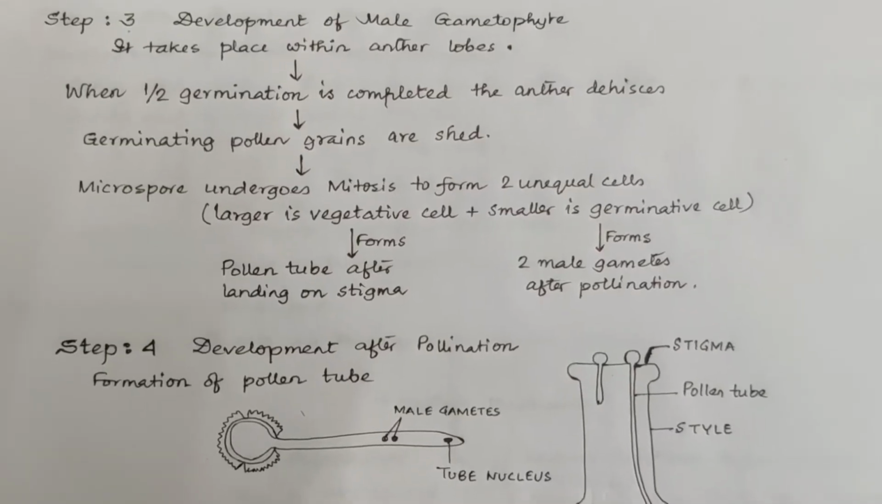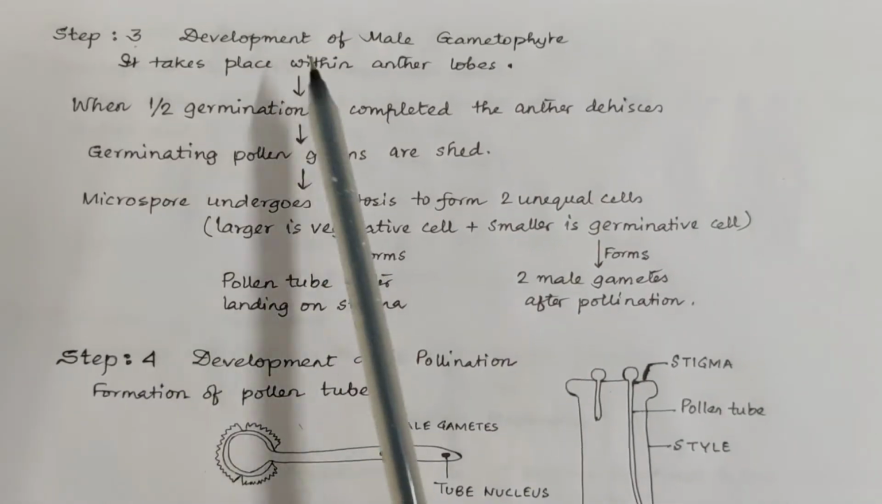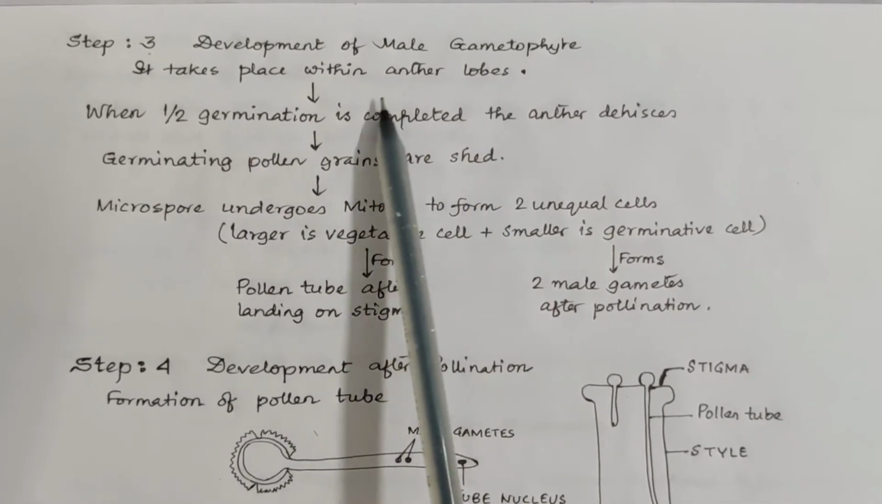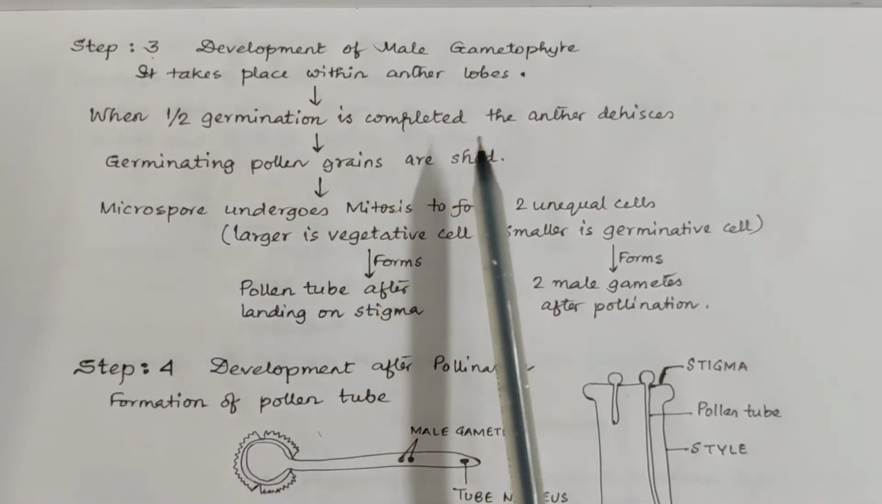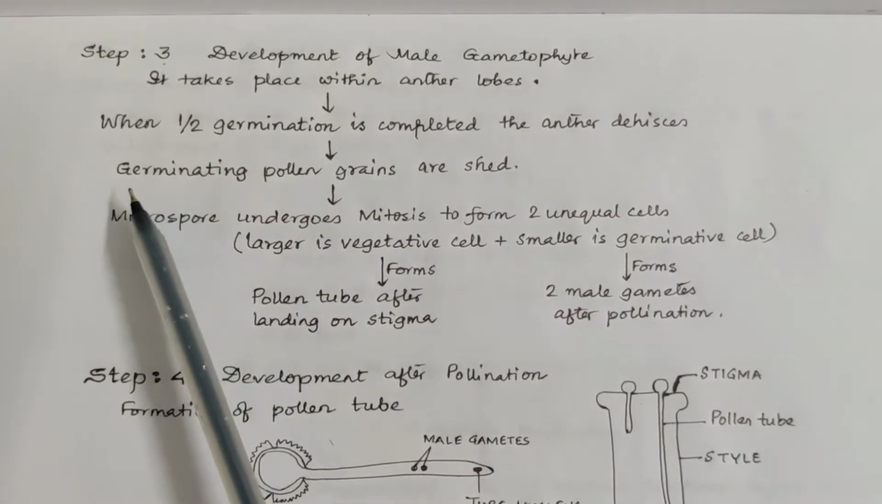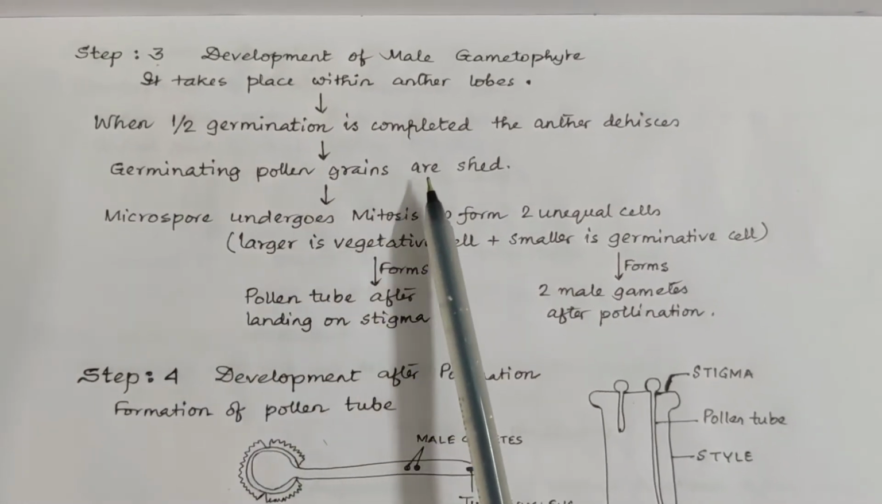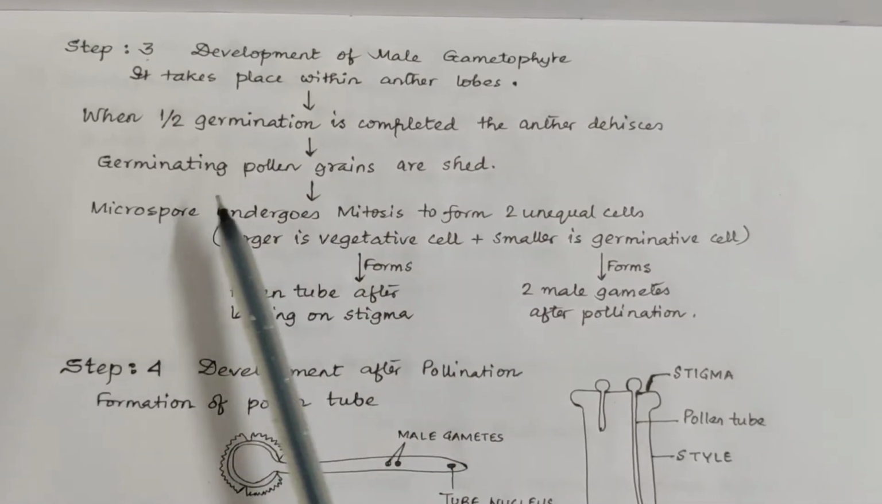Now in step number 3, there is a development of male gametophyte, which takes place within the anther lobes. When half of the germination is completed, the anther dehisces. The germinating pollen grains are shed. After the dehiscence, the germinating pollen grains are shed from there.